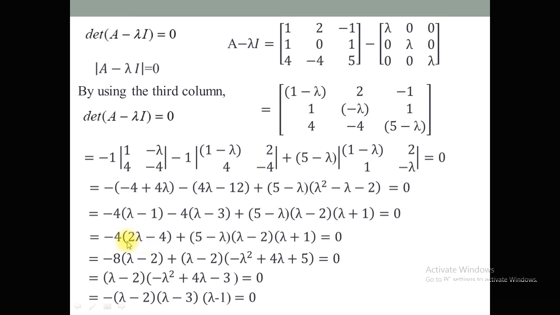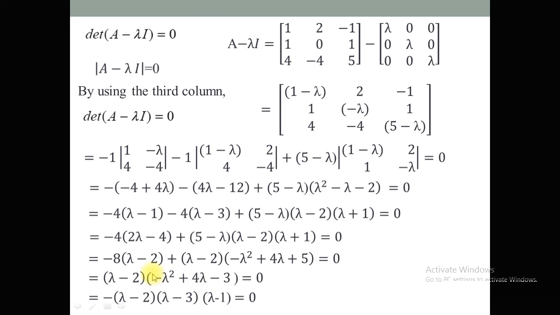Now minus 8, taking common 2 from this factor, minus 8 into lambda minus 2 plus lambda minus 2, multiplied by these two factors, 5 minus lambda and lambda plus 1, we obtain minus lambda square plus 4 lambda plus 5 is equal to 0. Now taking common lambda minus 2, after simplifications we obtain lambda minus 2 into minus lambda square plus 4 lambda minus 3 is equal to 0.